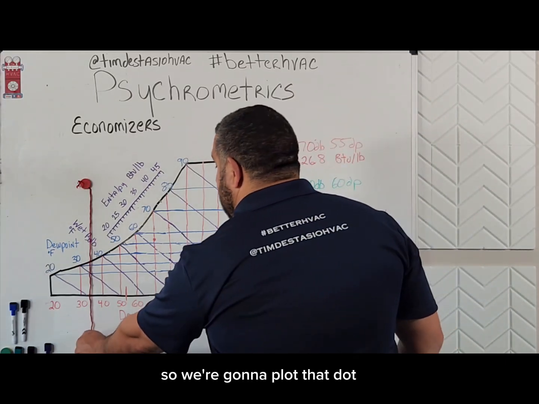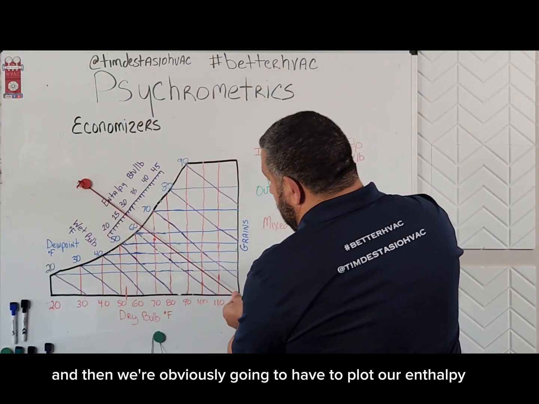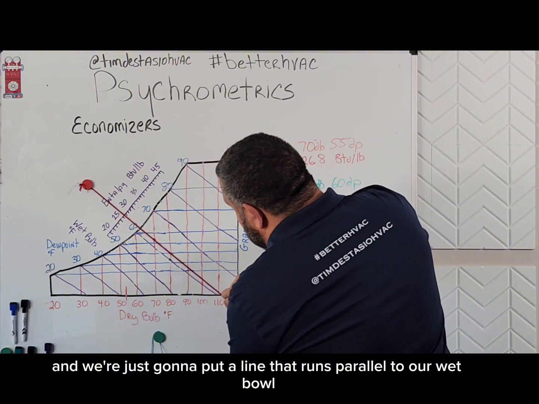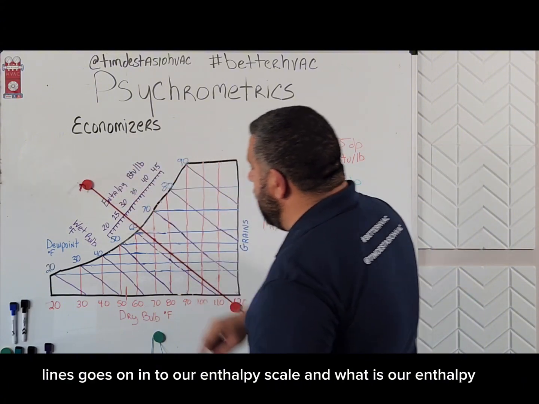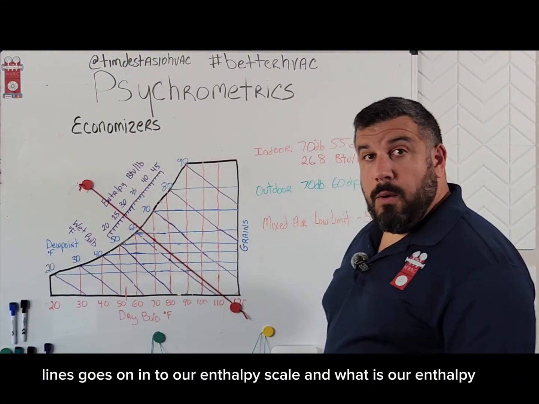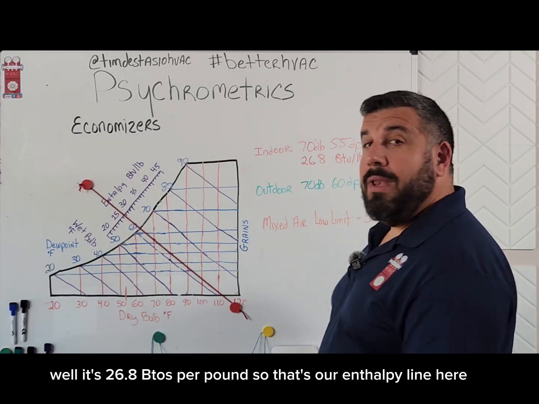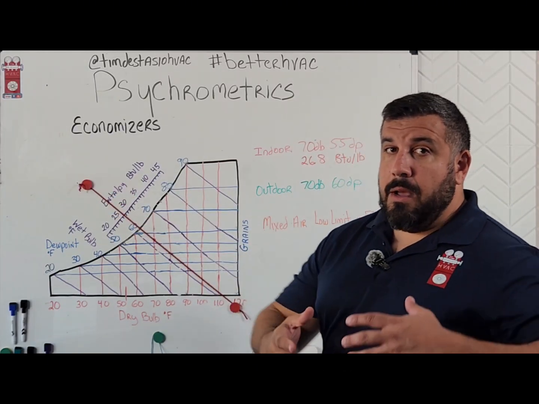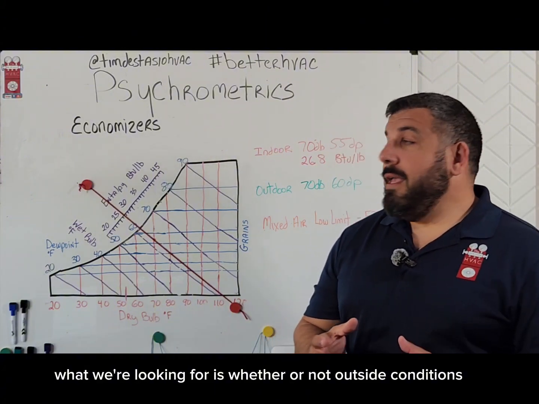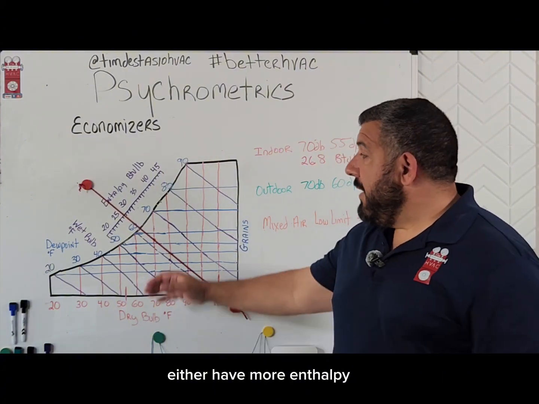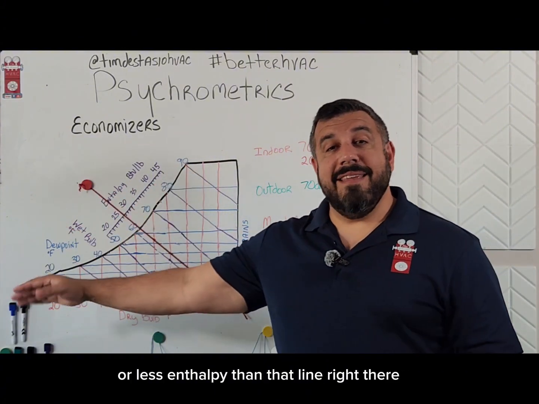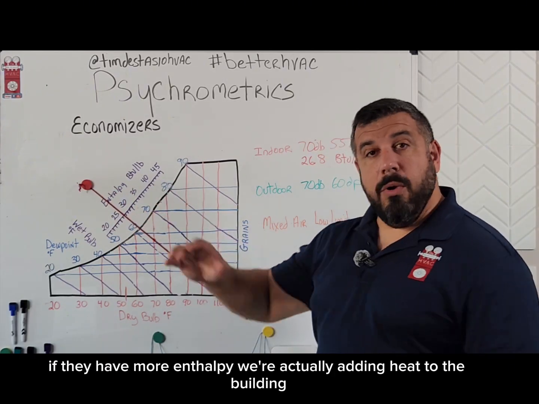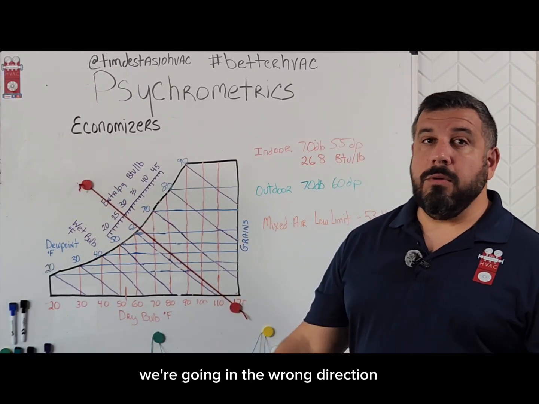We're going to plot that dot, and then we're obviously going to have to plot our enthalpy. We're just going to put a line that runs parallel to our wet bulb lines, goes on in to our enthalpy scale. And what is our enthalpy? Well, it's 26.8 BTUs per pound. So that's our enthalpy line here. Now, essentially what we're looking for is whether or not outside conditions either have more enthalpy or less enthalpy than that line right there. If they have more enthalpy, then we're actually adding heat to the building. We're going in the wrong direction.